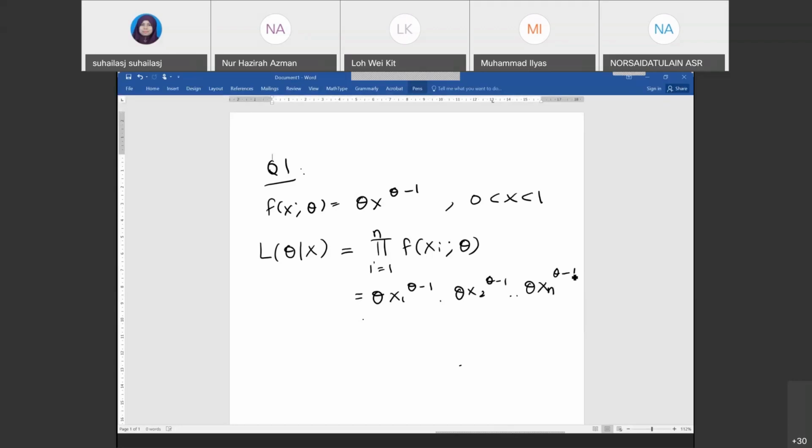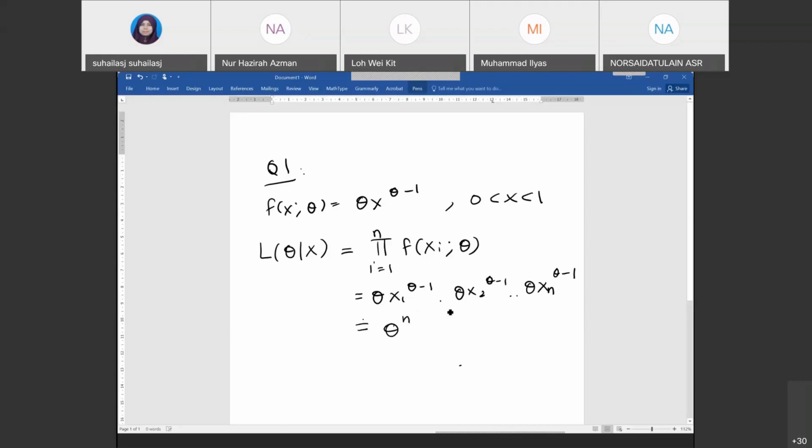Okay, so next step you simplify. Sebab kita tak akan tinggalkan kita punya jawapan dalam bentuk macam ni je. Okay, you have to simplify. So that means you have theta, theta, theta, you have n terms. Okay, because you have n sample size. So that means you will have theta to the power n.